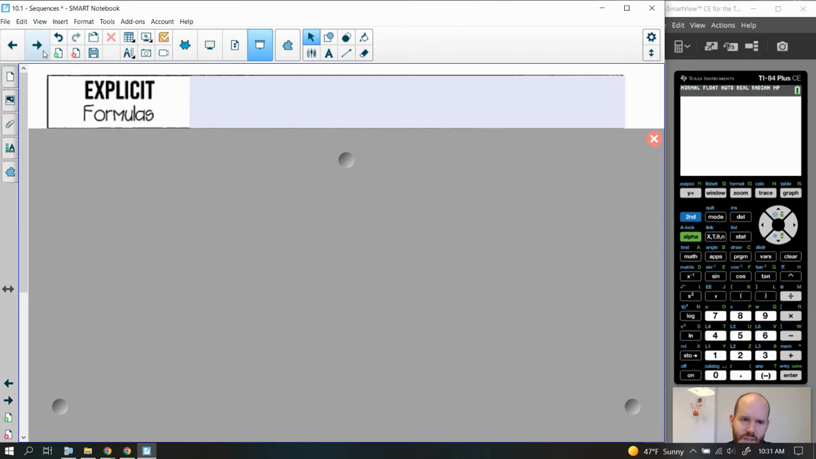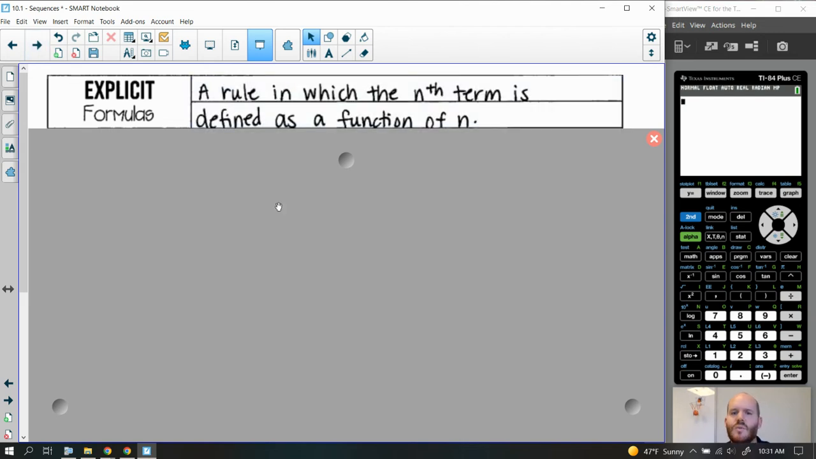What about explicit formulas? So an explicit formula is just a rule for the nth term which is defined as a function of n. So given the nth term, I can just plug in n.